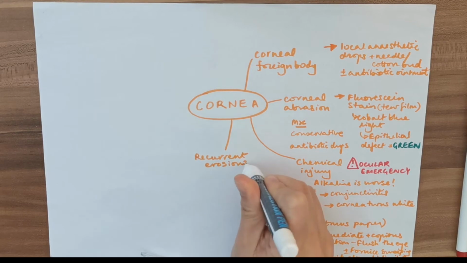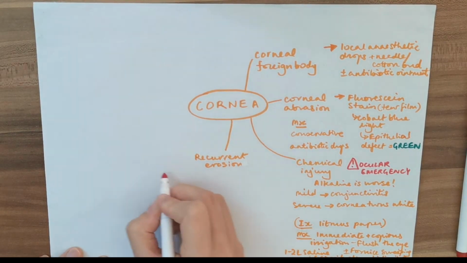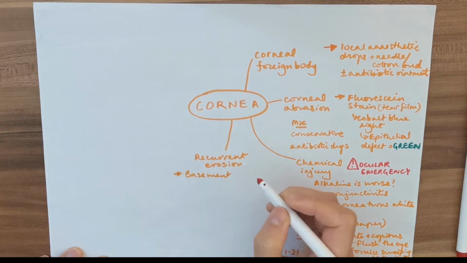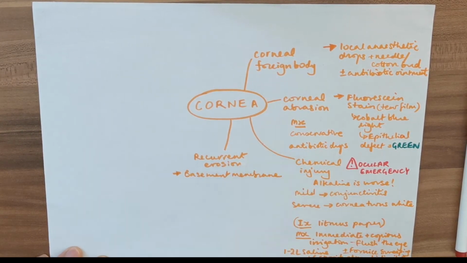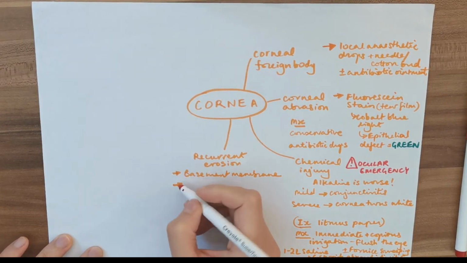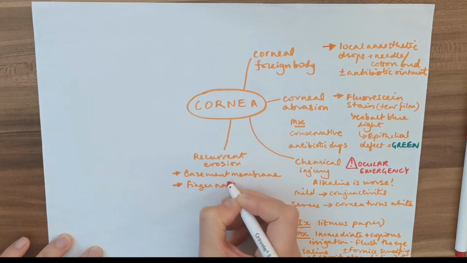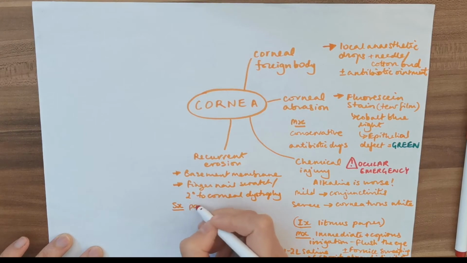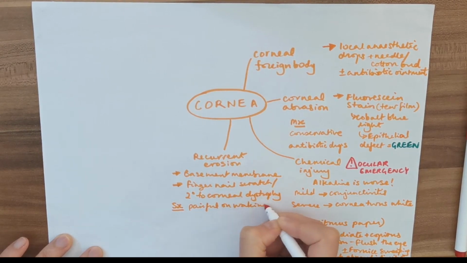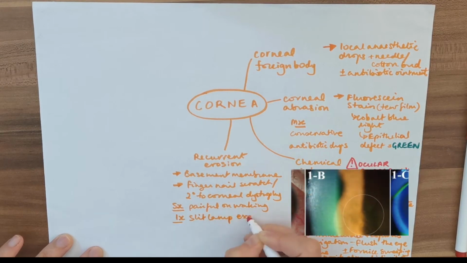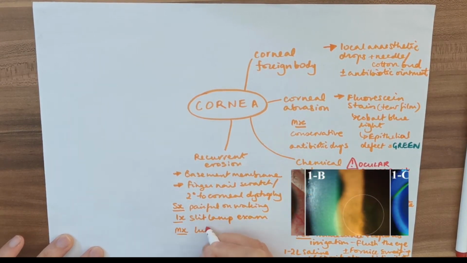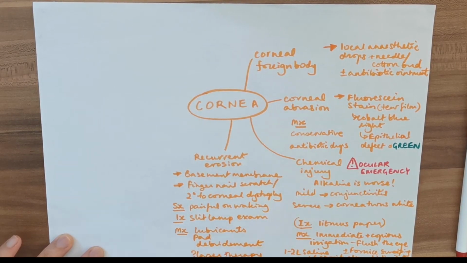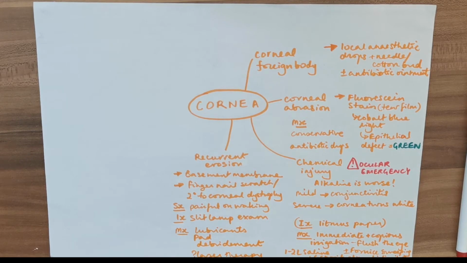Recurrent erosions are caused when the basement membrane underneath the epithelium is disturbed and the epithelium becomes very easily rubbed off with very minimal friction, and it may follow previous abrasions like fingernail scratches or be secondary to corneal dystrophy. Patients often complain of a painful eye on waking in the morning because they're opening the eye over a dry cornea because of the epithelial breakdown during sleep. You'll examine the eye under the slit lamp, and that may show conjunctival injection or fresh or healing epithelial defects, and this is managed with lubricants, pad, debridement, and potentially laser therapy if severe.